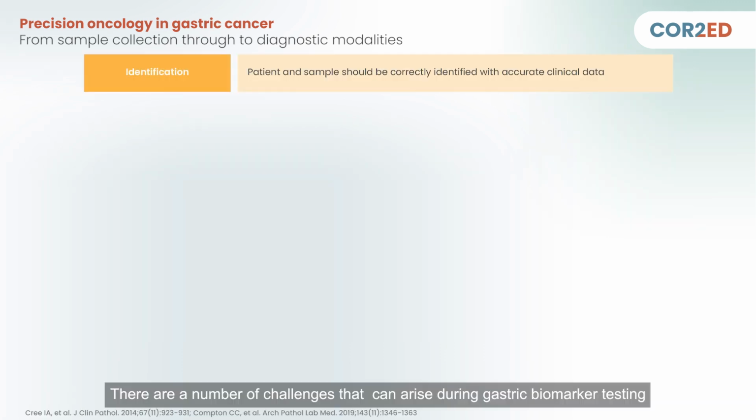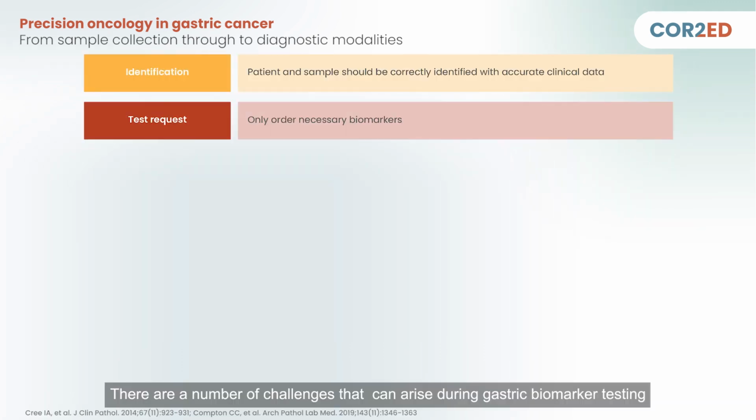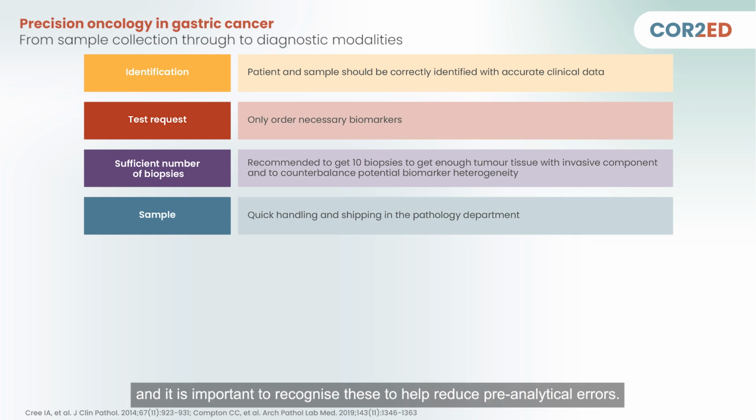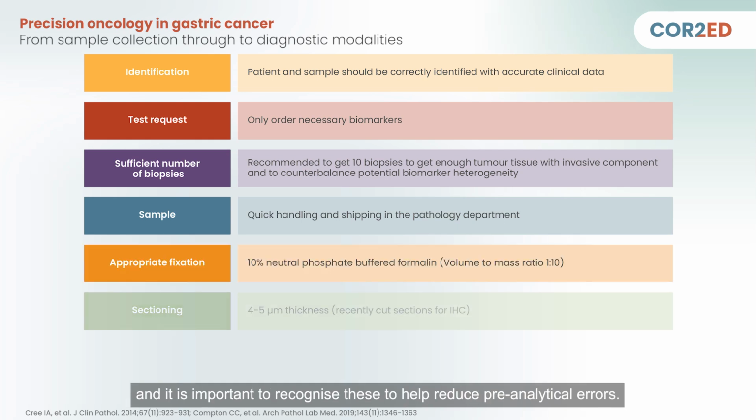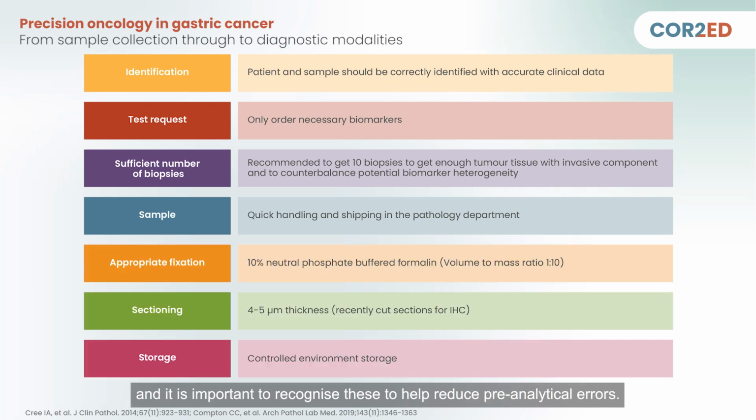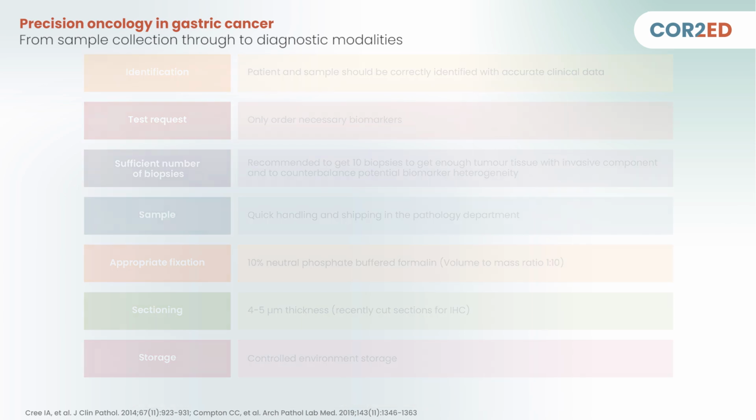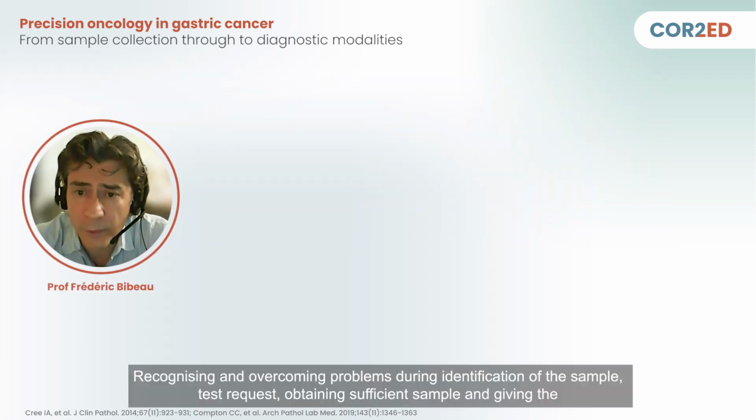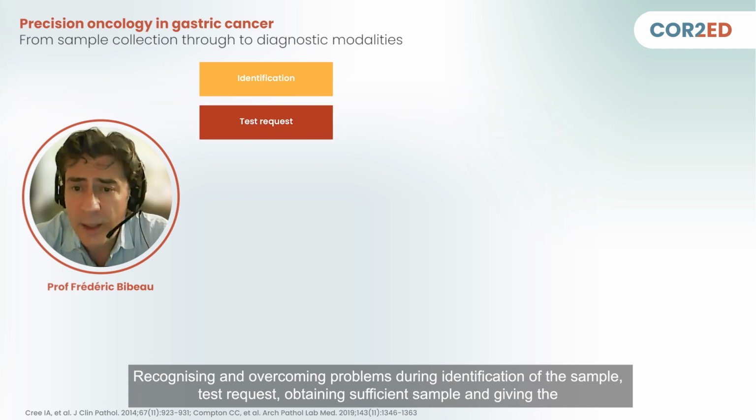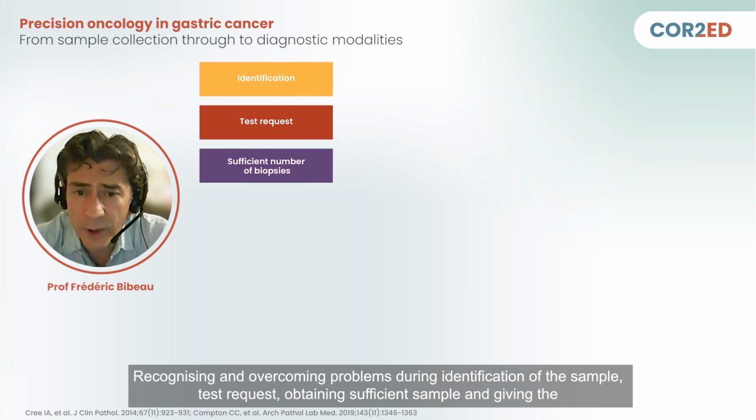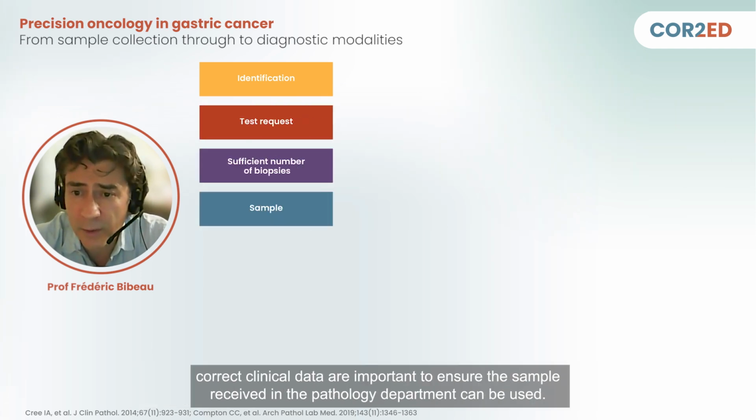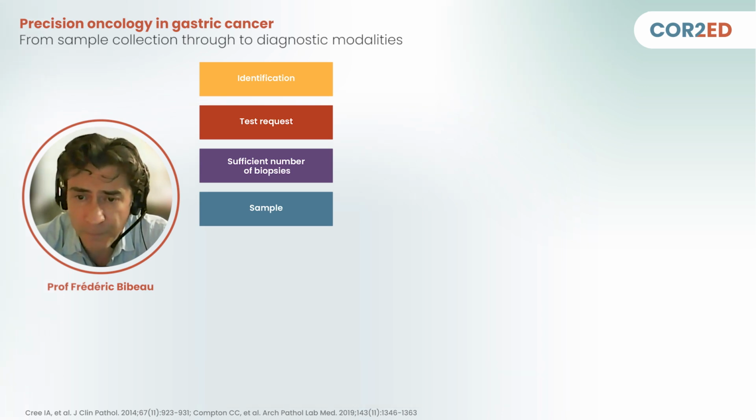There are a number of challenges that can arise during gastric biomarker testing, and it is important to recognize these to help reduce pre-analytical errors. Recognizing and overcoming problems during identification of the sample, test request, obtaining sufficient sample, and giving the correct clinical data are important to ensure the sample received in the pathology department can be used.